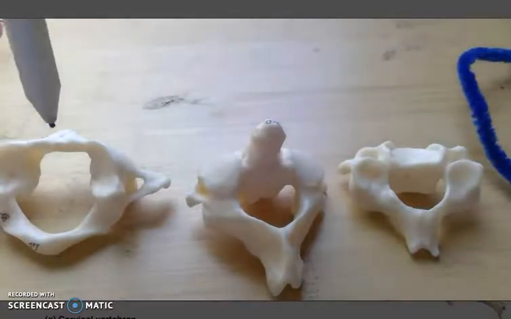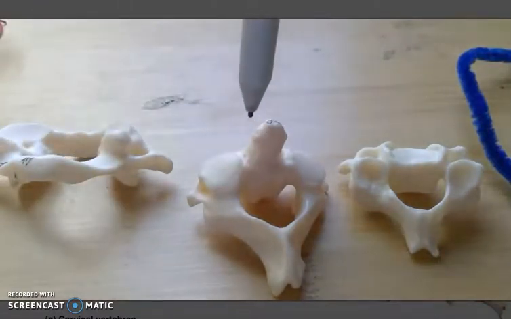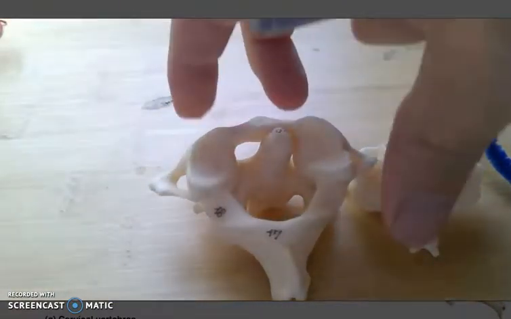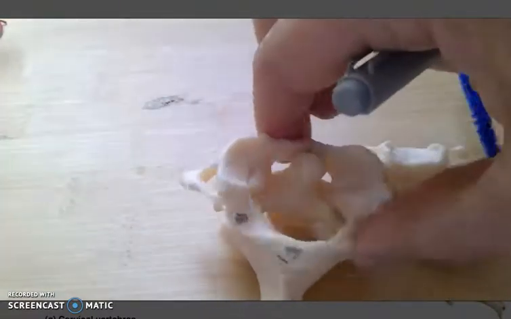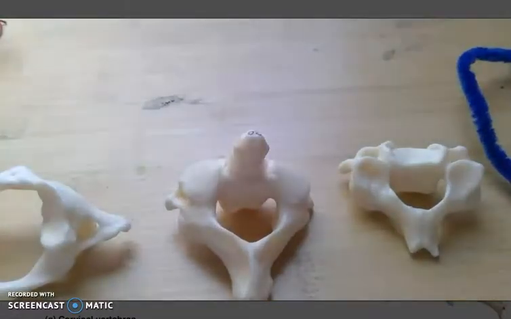We have the atlas. The atlas is lacking a body because the axis right here stole it. It's the dens right there. And this makes a pivot joint, so you could say no. More parts, I promise there's only 12 more. So, those are the 2 special cervical vertebrae. That's why they get names.